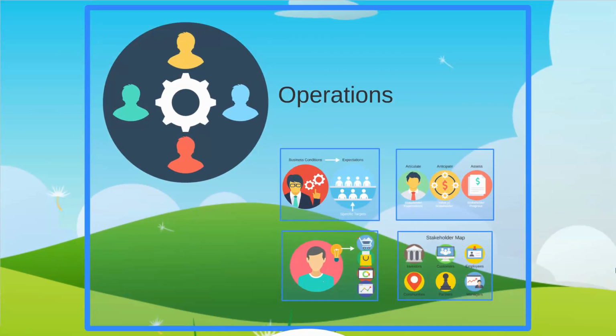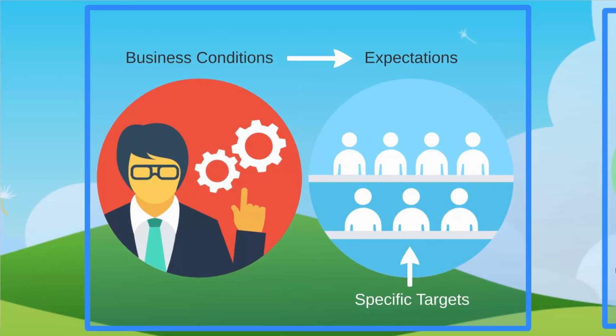In terms of operations, that means managing traditional duties and responding to future expectations. In other words, translating generic business conditions into expectations for specific targets, you can then allocate resources to deliver measurable value to each stakeholder.